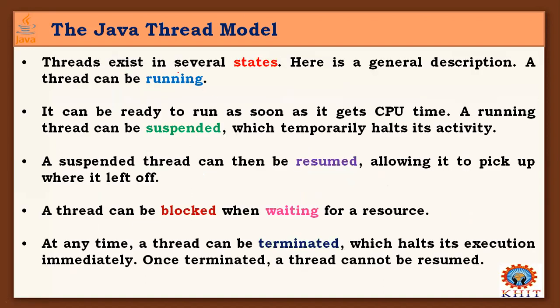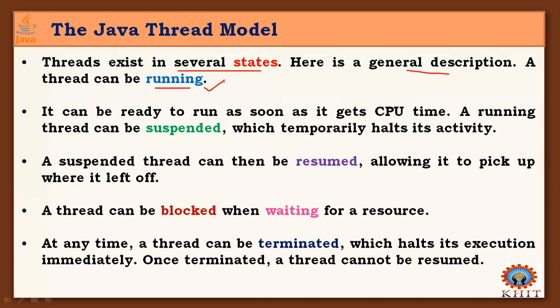And threads exist in several states here. I told you that a thread can have a state of representation, and based on that state, we can represent the actual status of that thread during execution. So here it is a general description. A thread can be running. Running is one of the states. Once it is ready to execute, it is dispatched to the CPU for execution. That state is called the running state.